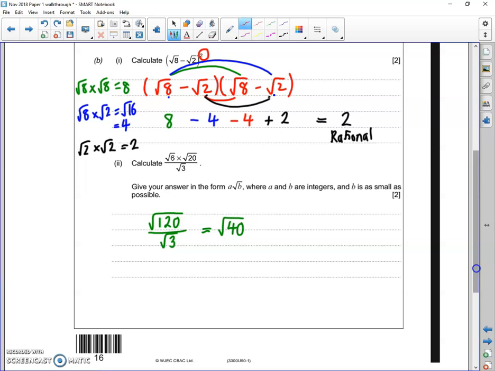It's not particularly great, okay. The biggest square number that goes into 40 is 4. So root 4, root 10. The root 4 becomes 2. The root 10 stays like it is. So your final answer is 2 root 10.